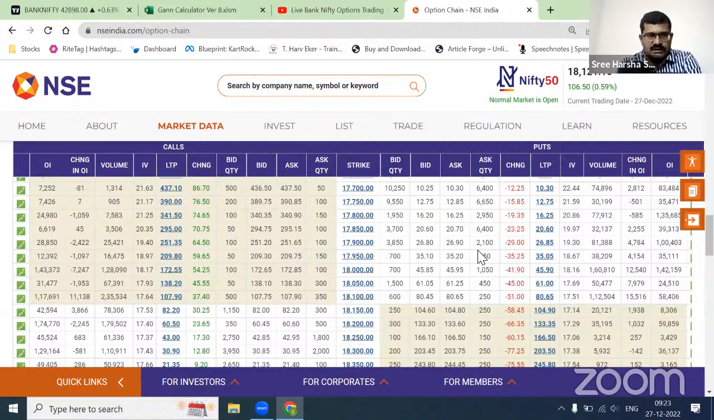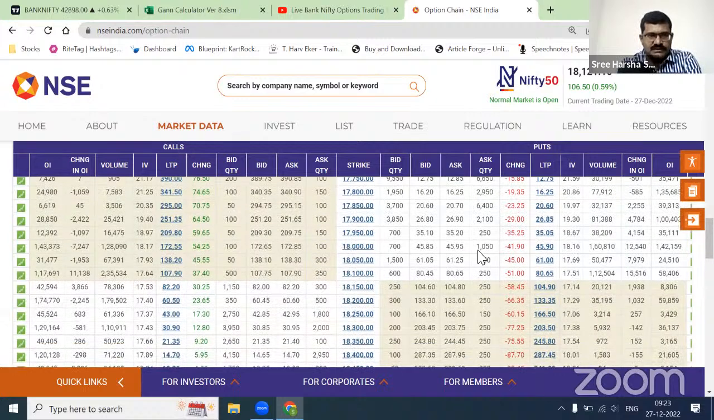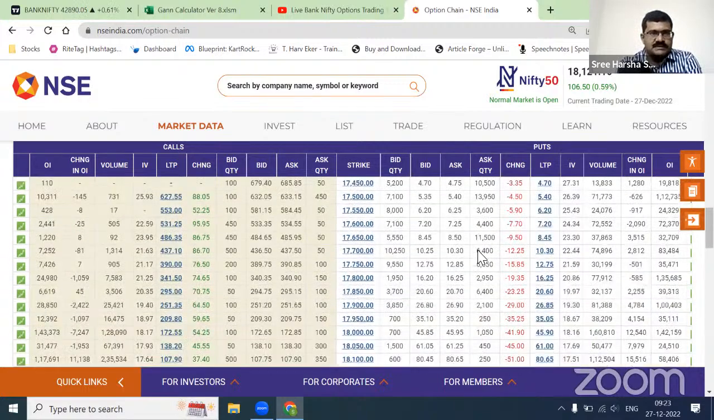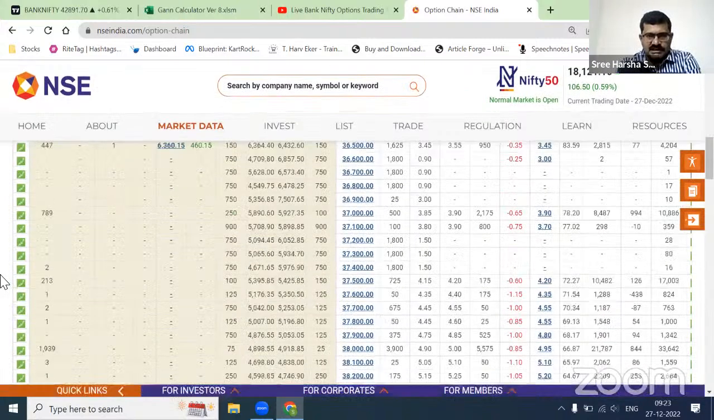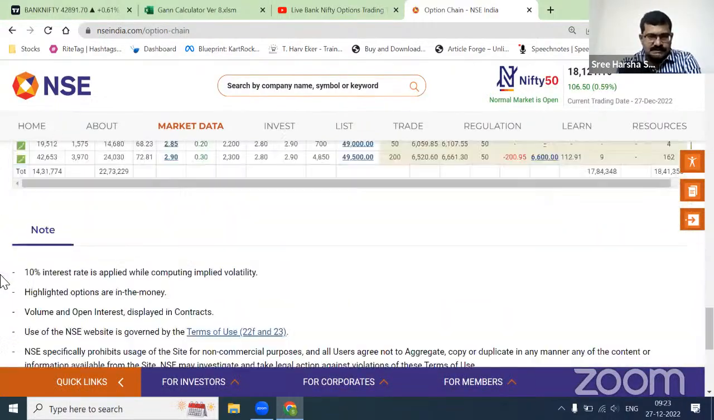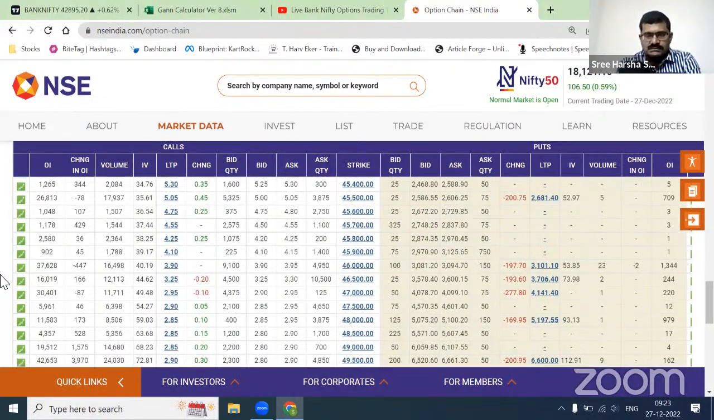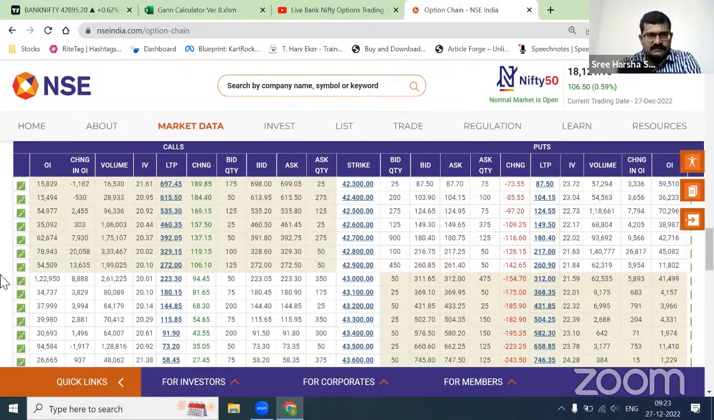As long as we hold above 18,000, 18,200 is going to be the major hurdle. As I can see here, till 18,200 I don't see any major hurdle. Bank Nifty is very strong. 43,000 is the major hurdle here. Okay, let's see.